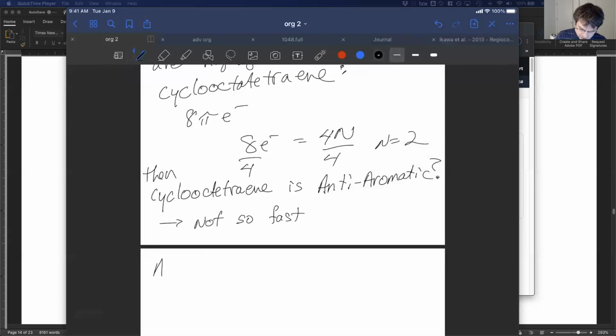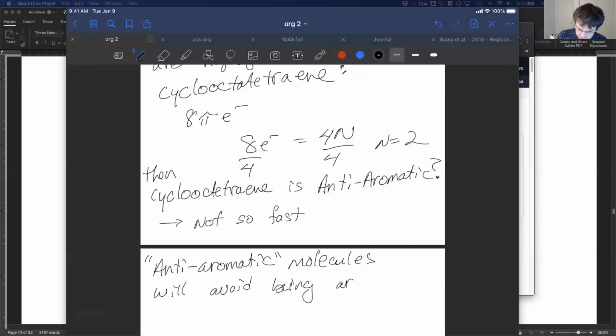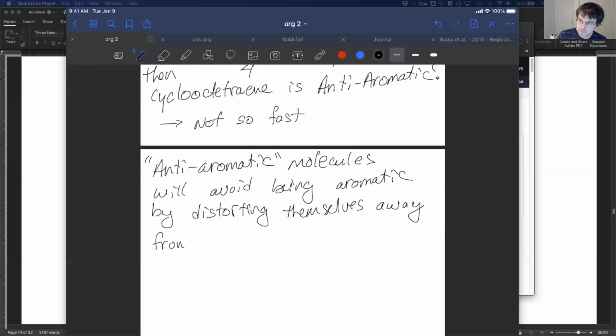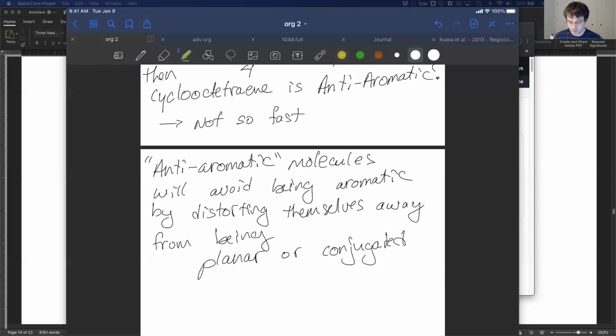Okay, so anti-aromatic molecules, and put that in quotes, will avoid being aromatic by distorting themselves away from aromaticity, or from planarity or conjugation, to be specific. So they're going to find a way to avoid being either planar or conjugated.